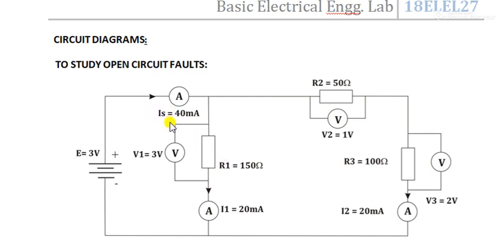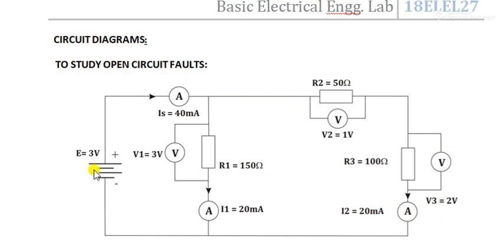Now here you can connect an ammeter in the supply side branch, a voltmeter across R1 and an ammeter in the R1 branch, and also a voltmeter across R2, and one more voltmeter across the R3 resistance. One more ammeter is required because this ammeter will measure the current through this whole branch.